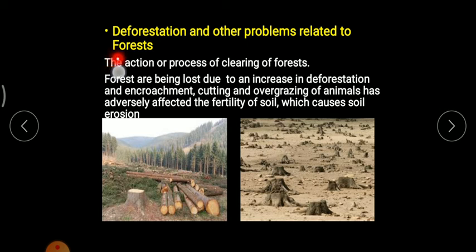Now, the action or the process of clearing of forest is known as deforestation. Forests are being lost due to an increase in deforestation, and encroachment, cutting and overgrazing of animals have adversely affected the fertility of soil, which causes soil erosion. It simply means if you cut n number of trees from a forest, it will result in deforestation. In this picture, as you can see, trees are completely removed. A drought situation has arisen, that is deforestation.